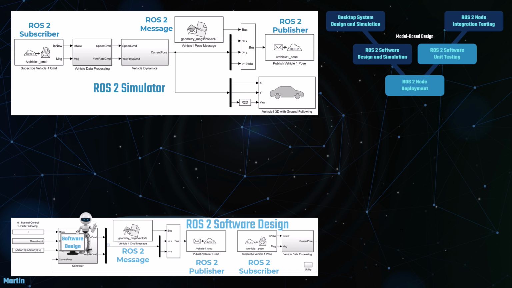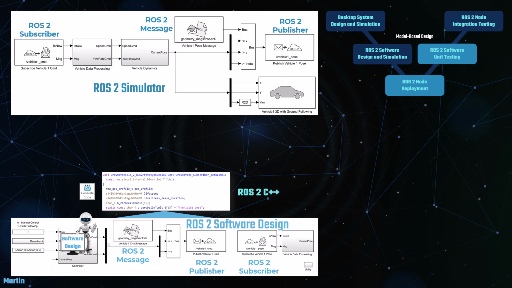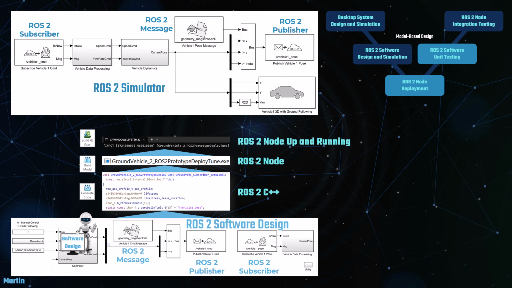For the ROS 2 software design node, we can generate ROS 2 C++ code, build the model to create a standalone executable, and then run it on either the local host or a remote device. This process allows us to transition the design from simulation to a deployable application, ensuring that the software can be executed independently on the target platform, whether locally or on a remote system.